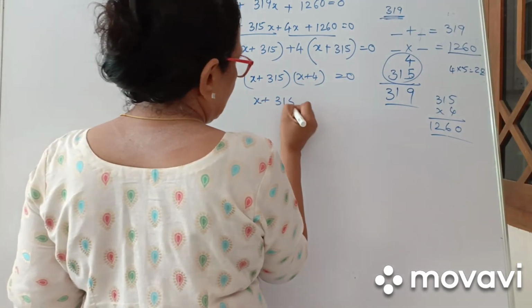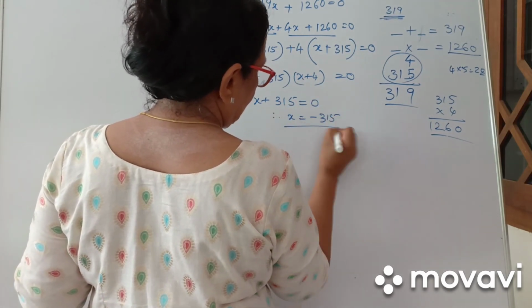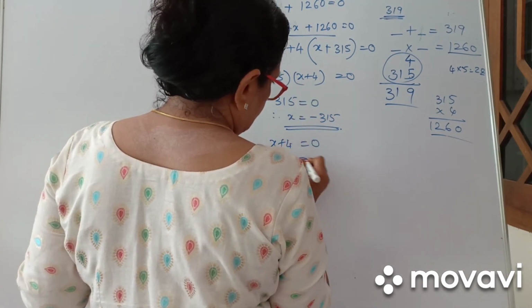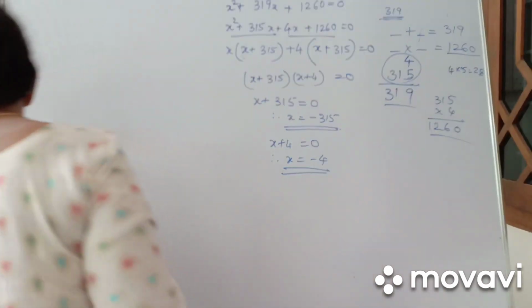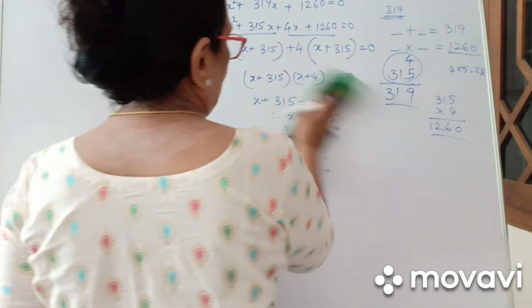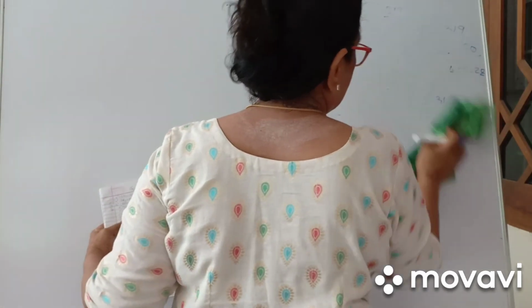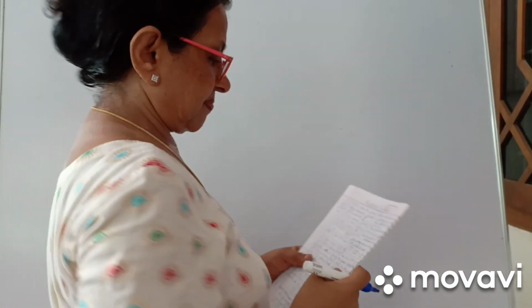X plus 315 equal to 0. Therefore, x is equal to negative 315. X plus 4 equal to 0. Therefore, x is equal to negative 4. Understood this much? Now, hope you all understood this. So many problems now we have done by factorization method, so you have understood.